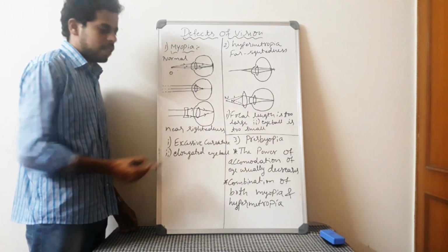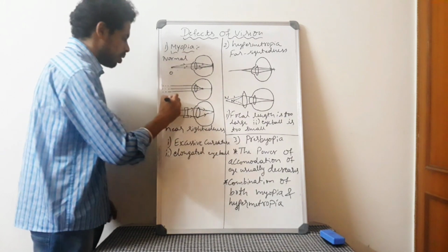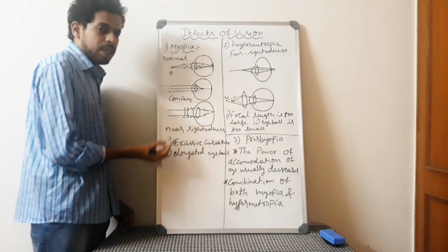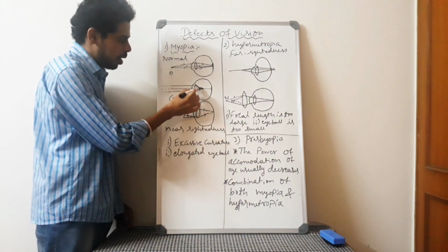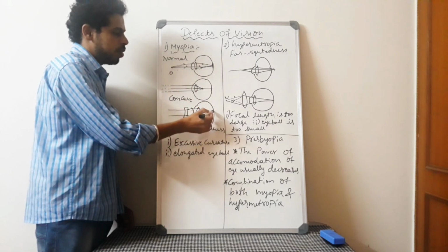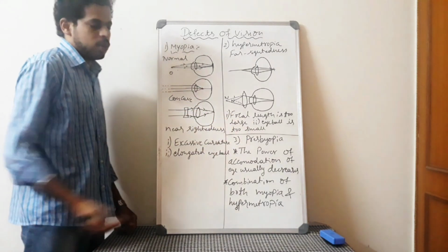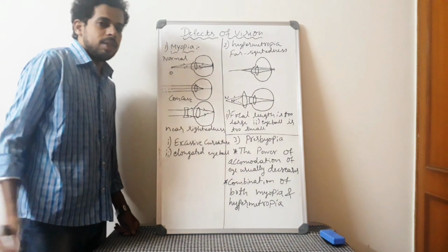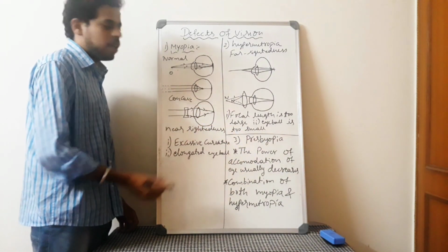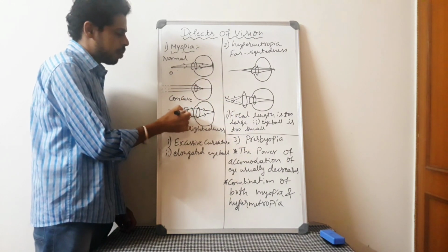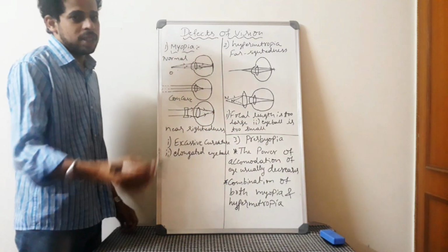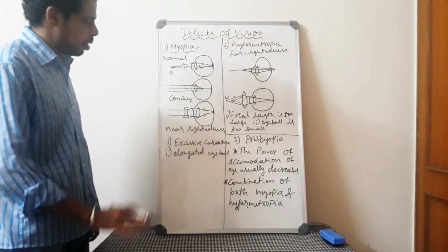How to correct this is by using a concave lens. When you use a concave lens, instead of converging here only, the rays will diverge a little bit so that they can go and form on the retina. We have to choose a suitable power, which depends on how much defect the person has, so that the image forms exactly on the retina and the person can see the object clearly. So this is about myopia.